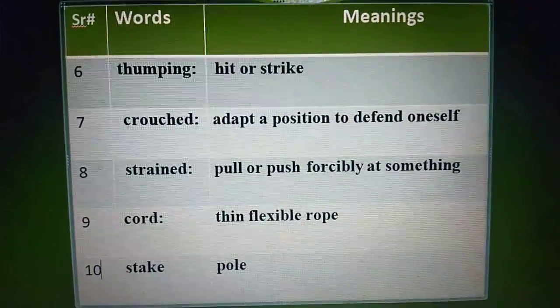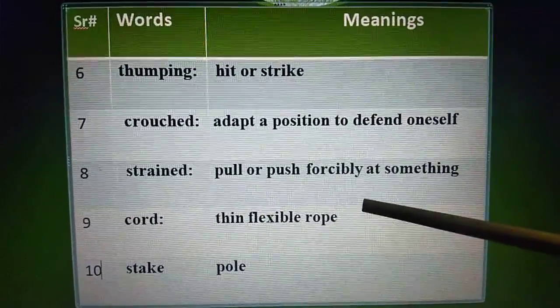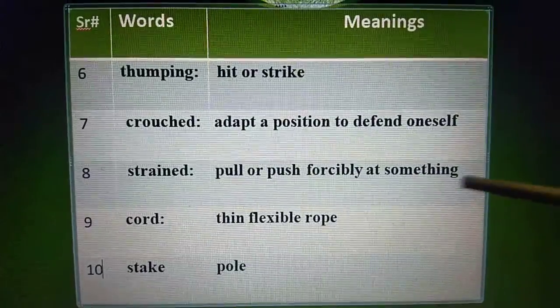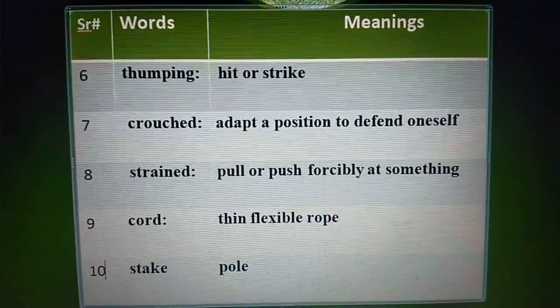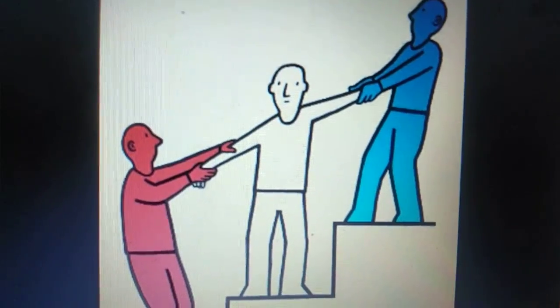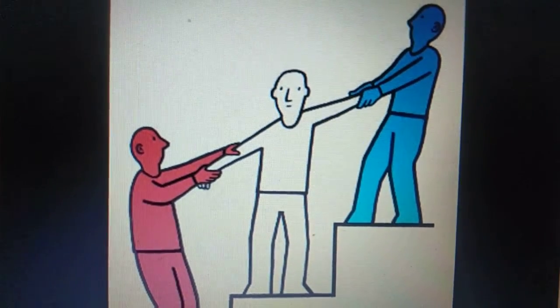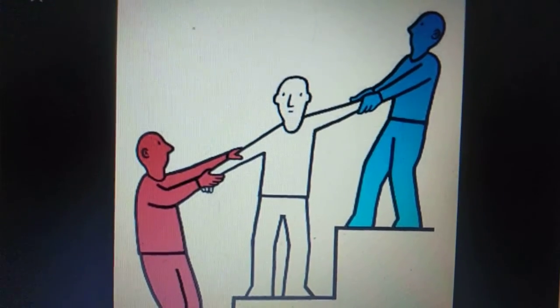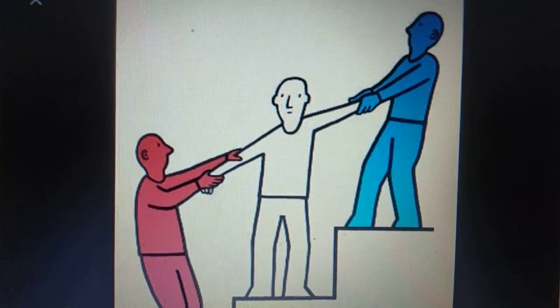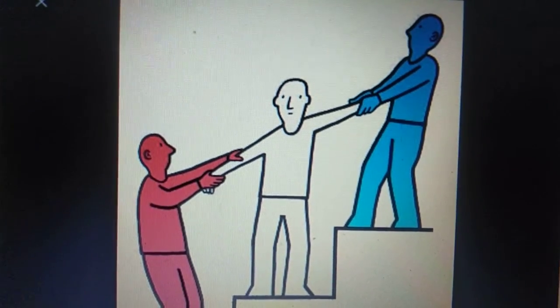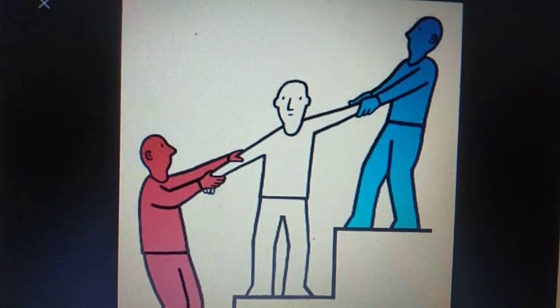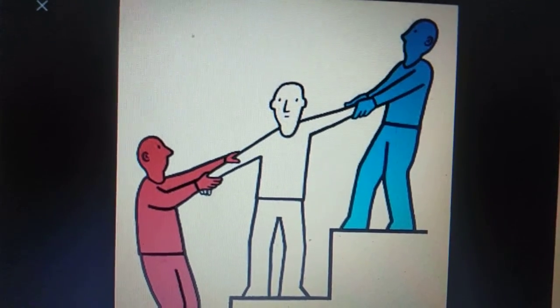Next word is strained. Pull or push forcibly at something. Now look at the best example of strained. Look at the condition of this man standing in the center. Both sides, they are pulling him towards themselves. It's called strained. It is called strained. Now next word.